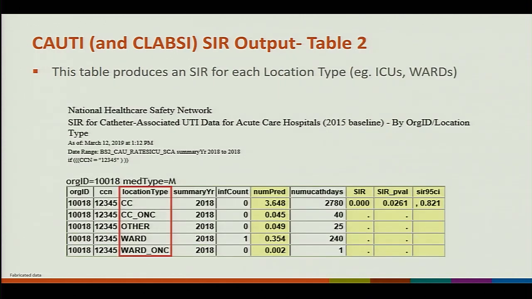So the second table within the output will produce an SIR for each location type. This specific report on the slides has CC, which will be inclusive for all critical care units, CC Onc, which would be oncology critical care units, other would be your non-acute, ward would include all your medical ward or surgical ward, any unit that's mapped as a ward. And lastly, ward onc, which would be your oncology wards.